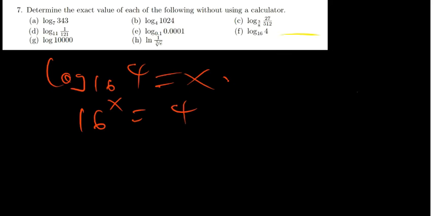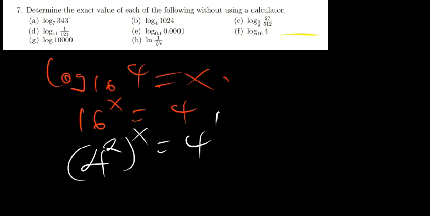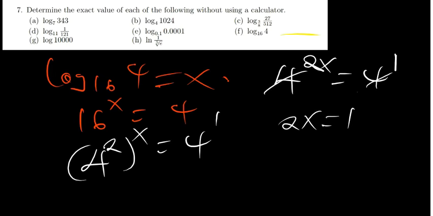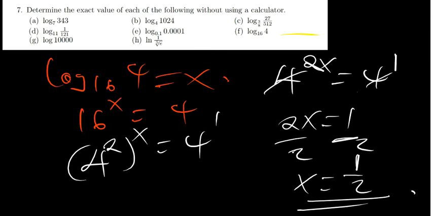Now, after changing from log into exponential, we can solve this. To make the bases the same, 16 is going to be 4 raised to the power 2. Then this is the same as 4 raised to the power 1. So this is the same as 4 raised to the power 2x is equal to 4 raised to the power 1. The bases are the same, we can cancel them. 2x is equal to 1, divided by 2, divided by 2, x will be equal to 1 over 2. So in that case, the exact value is 1 over 2. As simple as that.